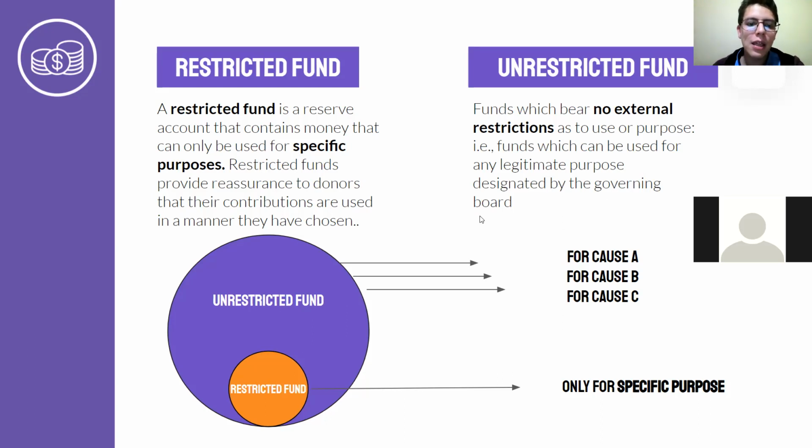You will see the idea in this graphic. You have the unrestricted funds, with, for example, cause A, cause B, cause C, and then you have the restricted funds, which are only for specific purposes. These are the main differences. The management could be very similar for both of them, but the main difference is the purpose of these different funds.